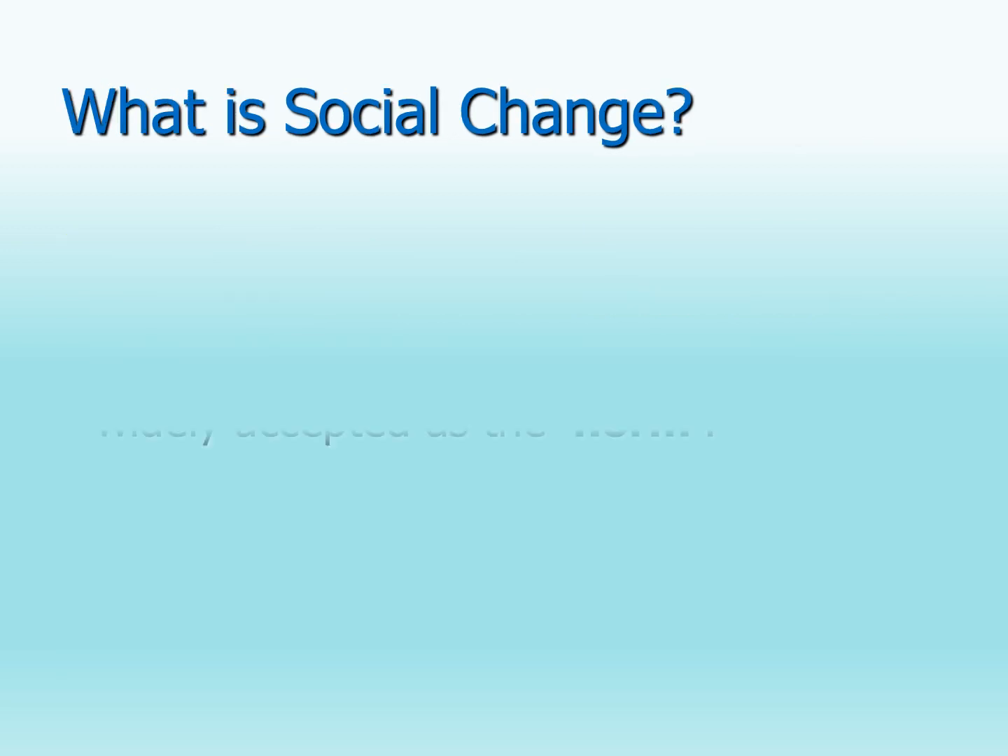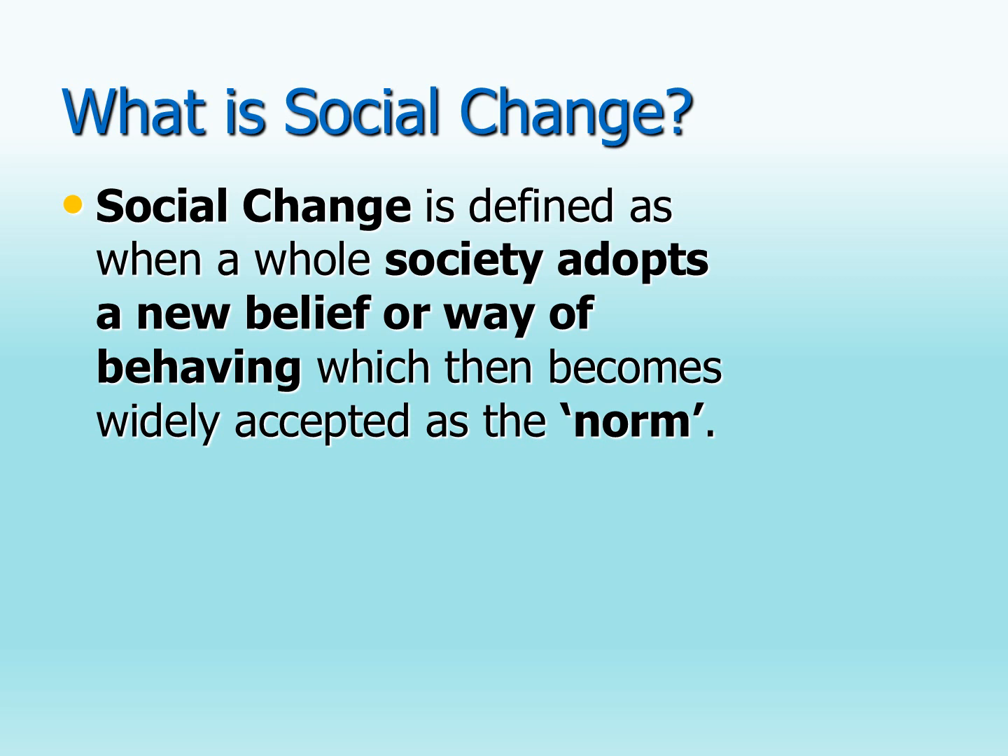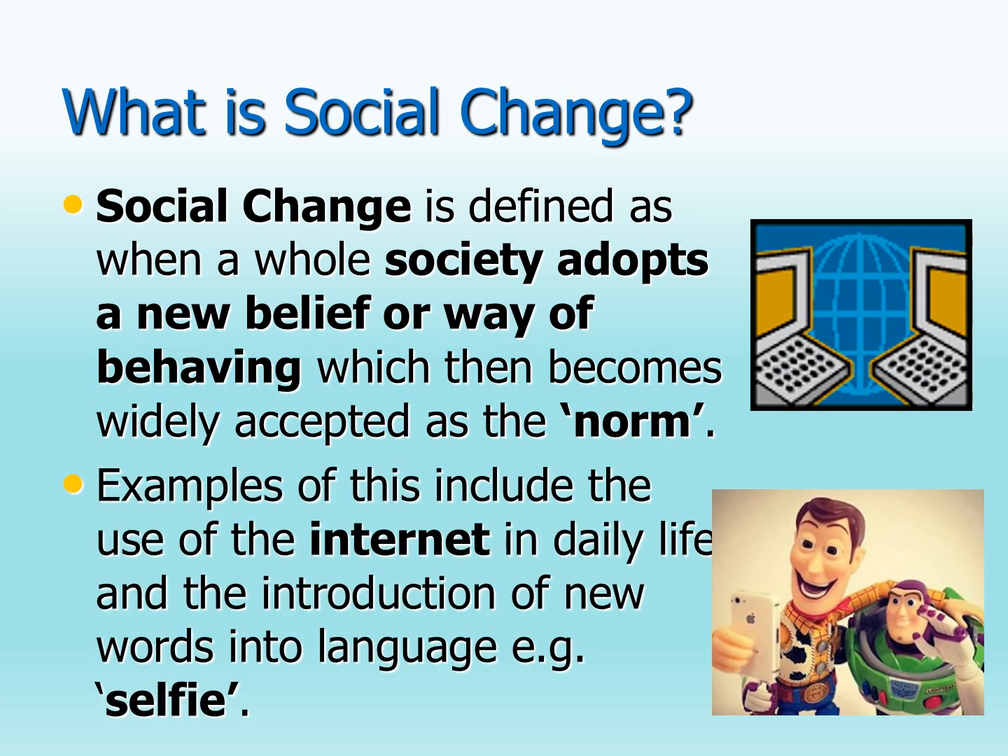So what is social change? It is defined as when a whole society adopts a new belief or a way of behaving, and this becomes the norm. A couple of examples I've got for you include the use of the internet in your daily life. When I was about your age, we did have phones, we did have internet on the phones, but if you clicked the internet button, you had to cancel it as fast as you could, because otherwise you were going to get charged a fortune and your parents would have killed you. And the introduction of new words into language as well. Selfie, that wasn't a word until 2013. So society does change, and it does adopt new ways of behaving quite regularly.